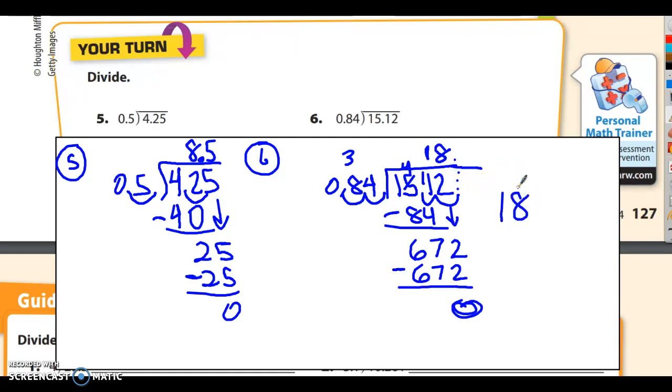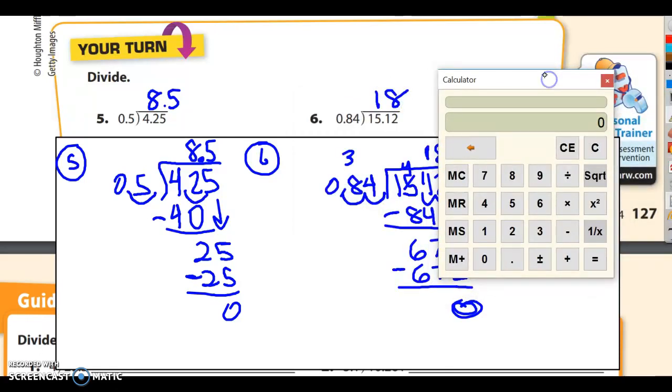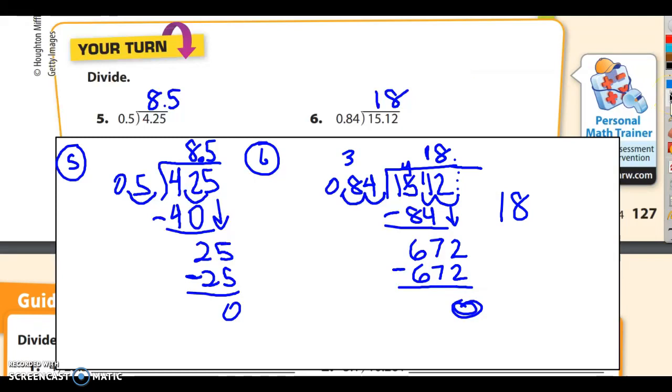I guess I should record my answers on the lines here. 8.5 and 18. Check your answer. Oh, this would be a good one to check using multiplication. 0 and 84/100 times 18 needs to be my dividend. It needs to be 15 and 12/100. And it is. Cool. All right, you're done with page 127.